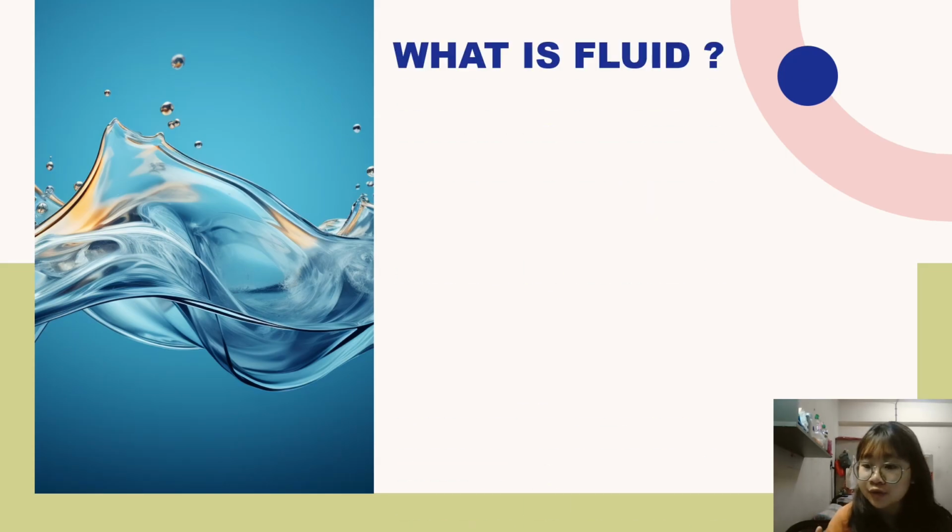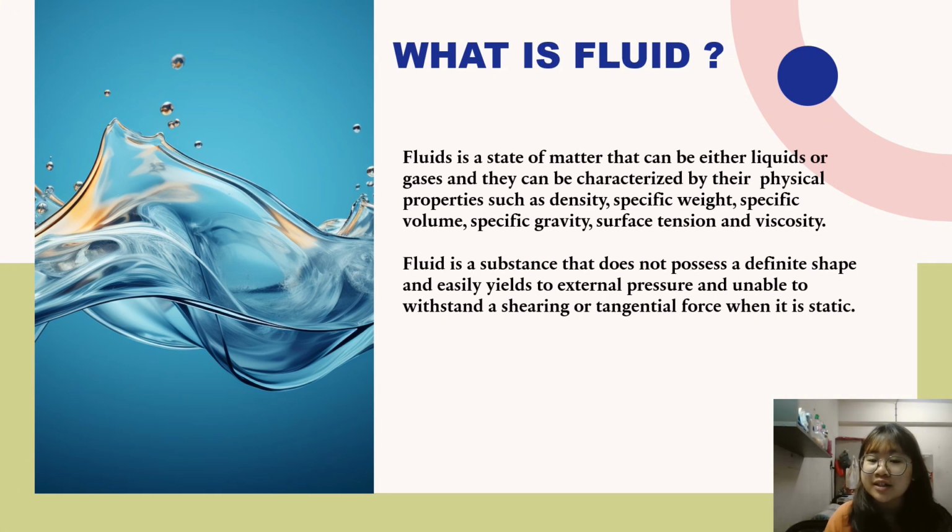So, what is fluid? Fluid is a state of matter that can be either liquids or gases. They can be characterized by their physical properties such as density, specific weight, specific volume, specific gravity, surface tension, and viscosity. Fluid is a substance that does not possess a definite shape and easily yields to external pressure and is unable to withstand a shearing or tangential force when it is static.